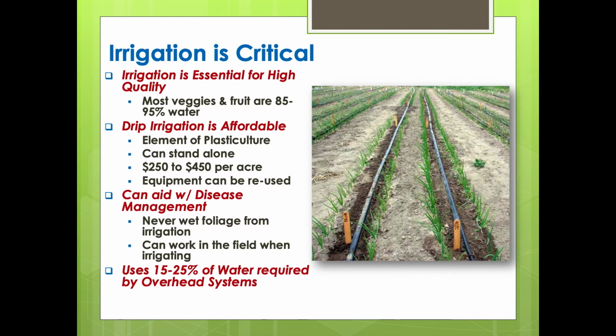I said earlier, typically for drip irrigation, it's going to cost you in that $250 to $450 range. That depends on basically what you've got going already. What's out there? Is it a well? Is it city water? Or are you pulling out of a pond? That's going to affect some of the particular pieces of equipment you use. It also aids in disease management.